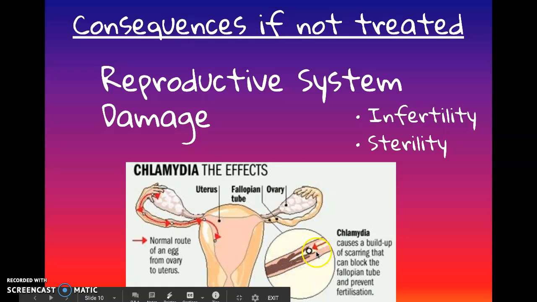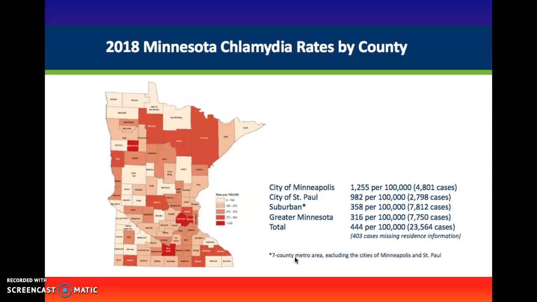And remember when we learned about the reproductive system, this is the magical tubes where fertilization takes place. And these chlamydia and gonorrhea can damage these fallopian tubes, kind of builds up with some scar tissue, so the egg can't travel through, or the sperm can't travel through either. So the fertilization can't take place. However, now with advancement in medical technologies, this sometimes can be reversed, but not all the time. And then here's just the rates by county.